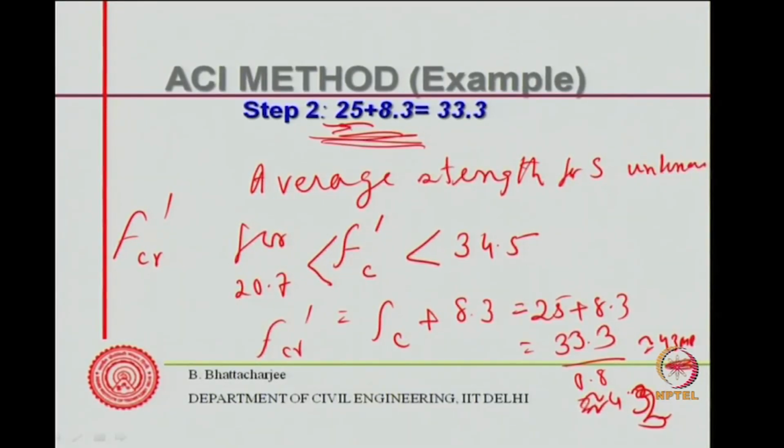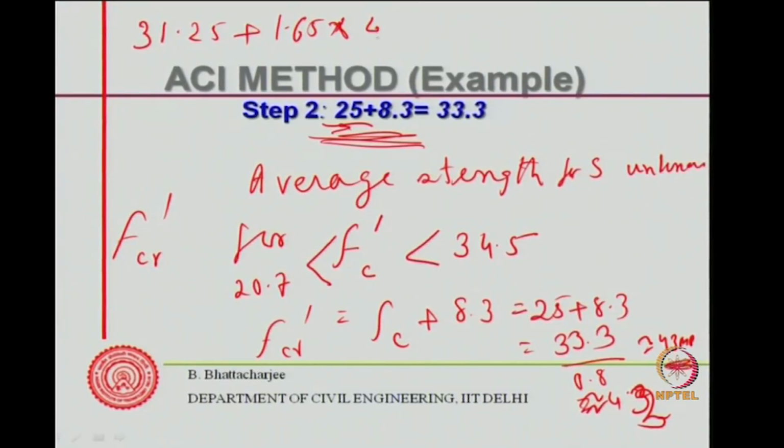Now, my concrete was 31.25 for some grade, plus 1.65 into the standard deviation of about 4 or 5. If I take 5 by our code, you will have 31.25 plus, with 5 as the standard deviation, another 8.25 or something. So this will be around 39.5, close to 40.